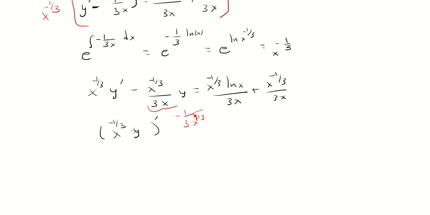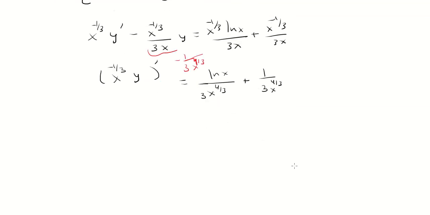and then times y. And then we have this as well, x to the negative 1/3 times y prime. So this is equal to, now on the right side, we can rewrite this as natural log x over 3x to the 4/3 plus 1 over 3x to the 4/3. So I can integrate this.